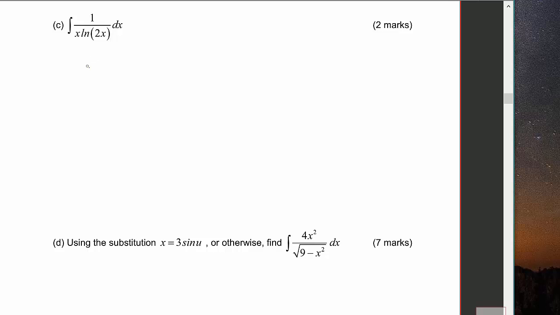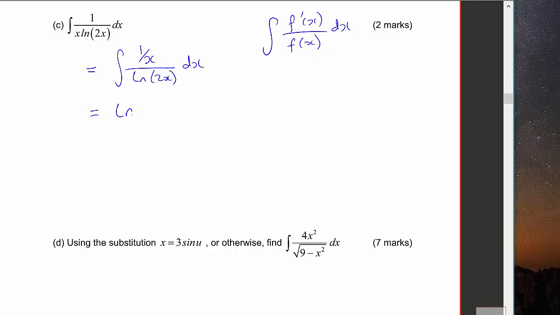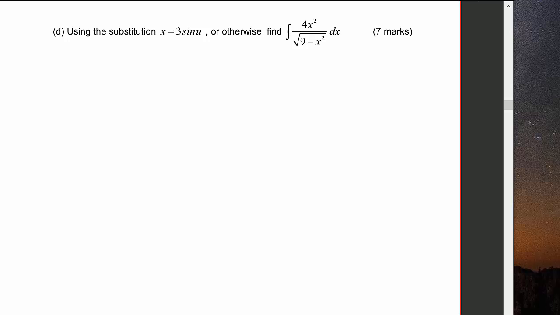Now this next one's incredibly simple if you spot it. What we need to do is write it so that it's 1 over x on top and ln 2x on the bottom. And if you differentiate ln 2x, you do get 1 over x. So it's an integral of the type f dashed x over f of x dx, which always gives us the natural log of the modulus of the denominator. So this one is ln mod ln 2x plus a constant.